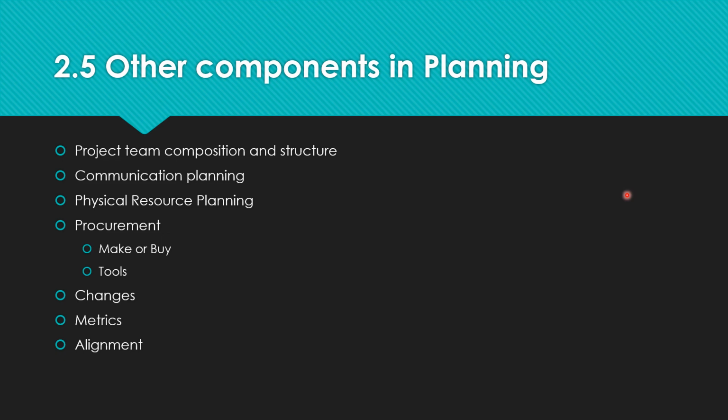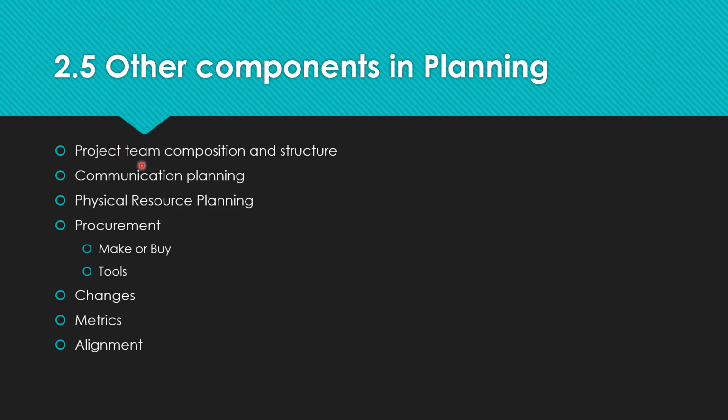What are the other components in planning? You need to tweak your planning according to these factors. The project team composition and structure, right? So you need to plan your team composition and structure. What is my domain of operation? Whether I'm in a construction domain, a pharmaceutical domain, or a software domain, what skill set I need, right? Whether it is a predictive domain or adaptive domain. Whether you need a cross-functional team or a functional team, you can decide.